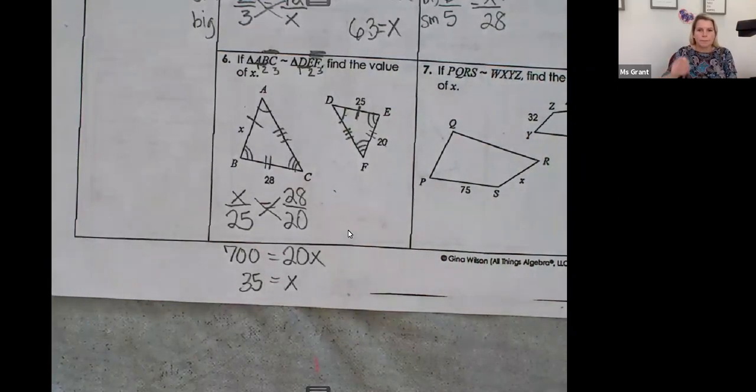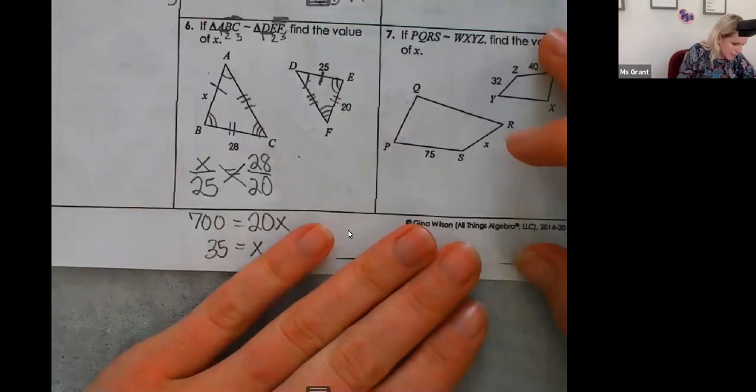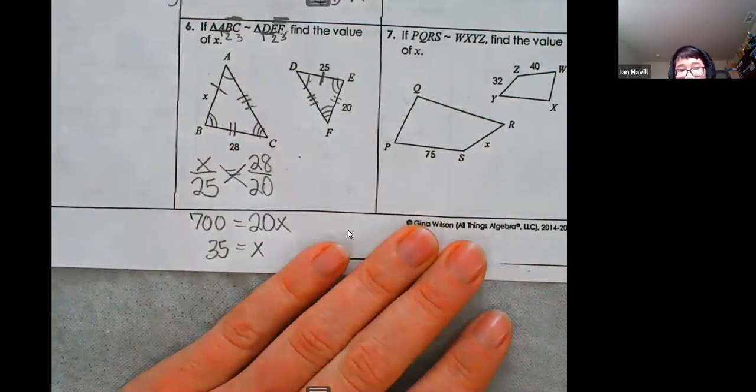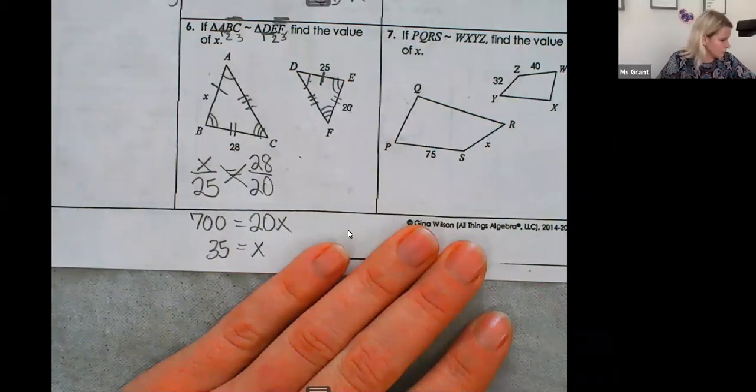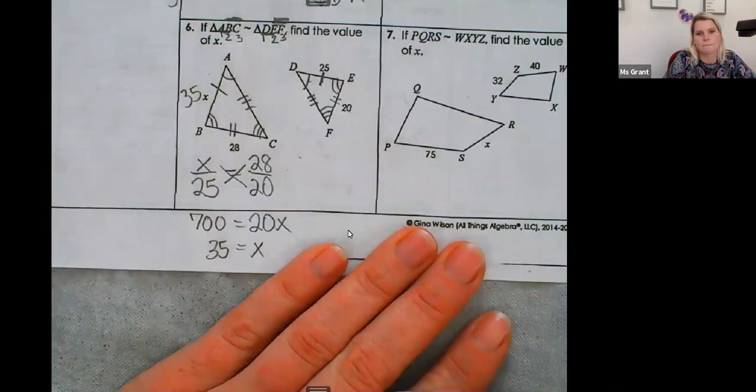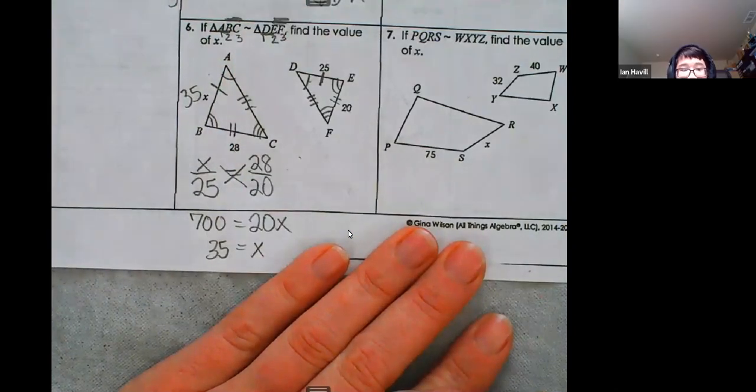All right. I'm going to go to number 8. Oh, let me write down number 7. Ms. Grant, can I ask a question real quick? Yeah. For that question you just did, are you saying X is 25? 35. Yes. It's 35. Oh, never mind. Sorry, I got confused.